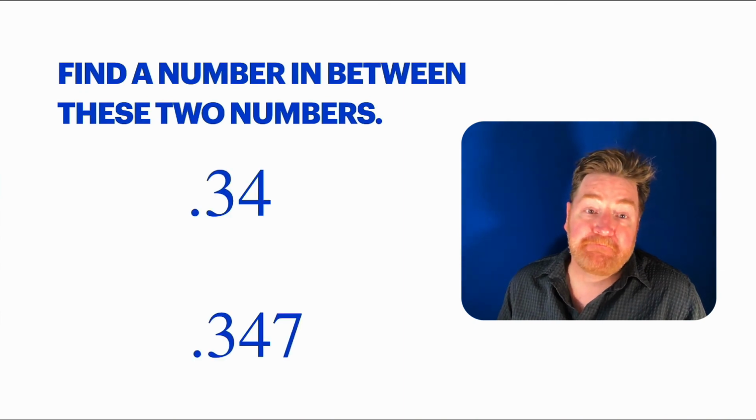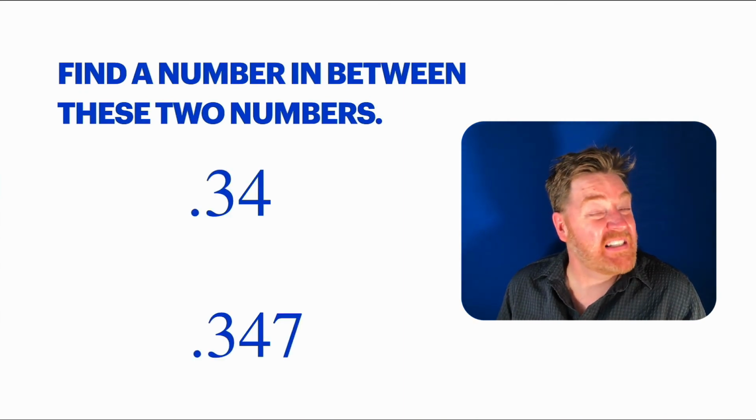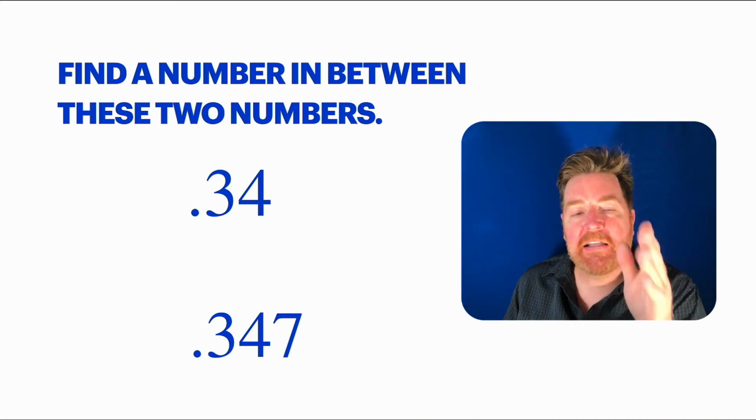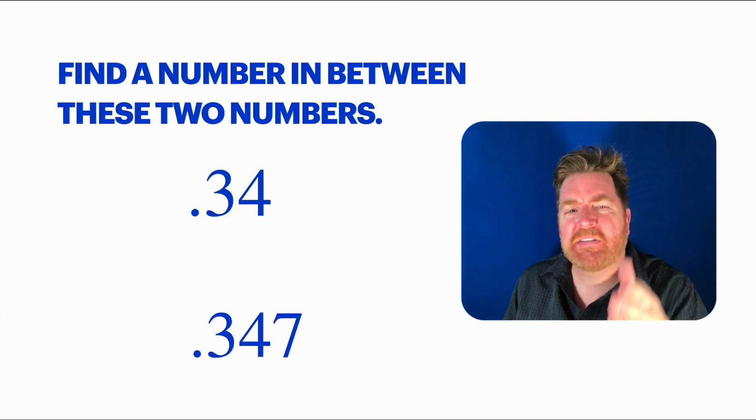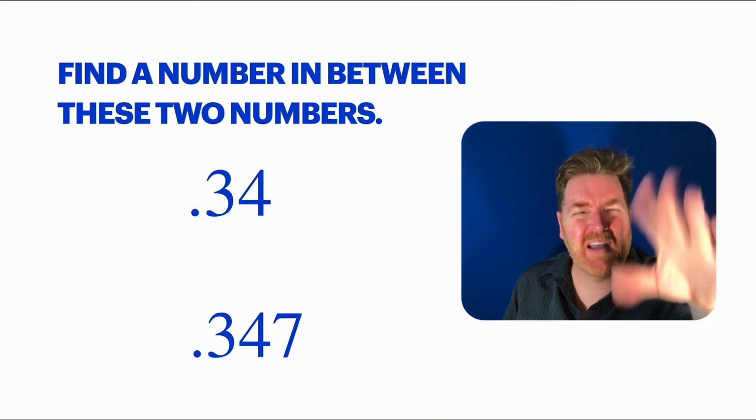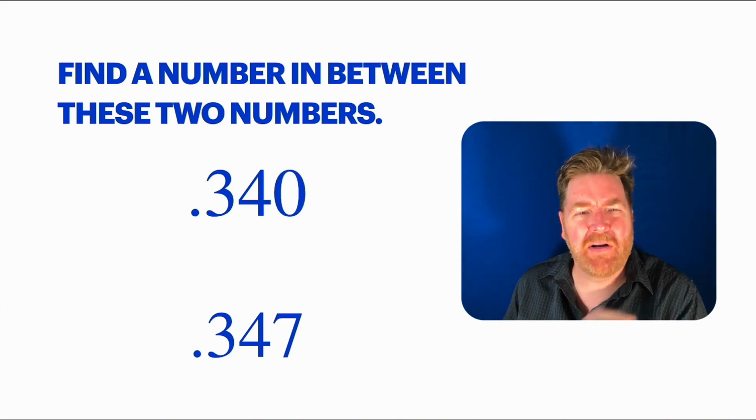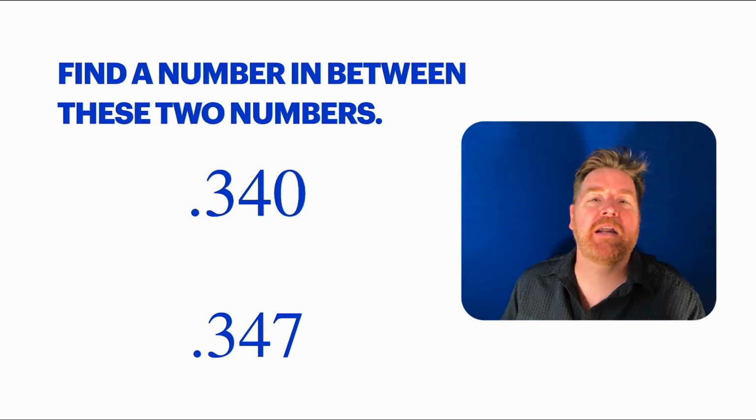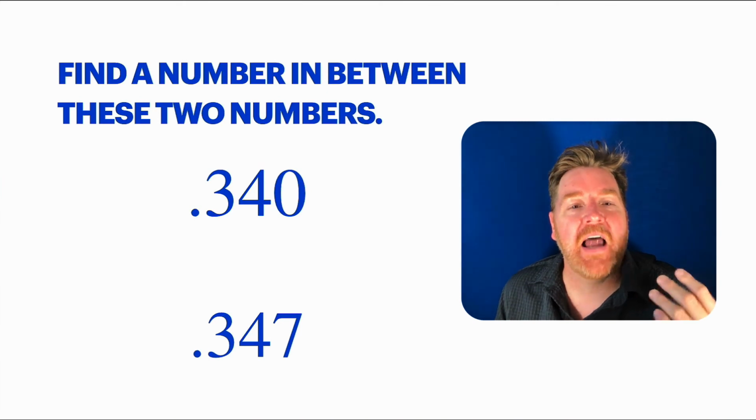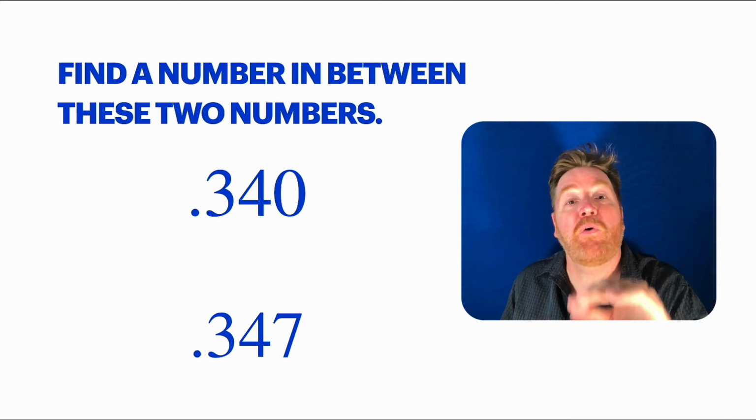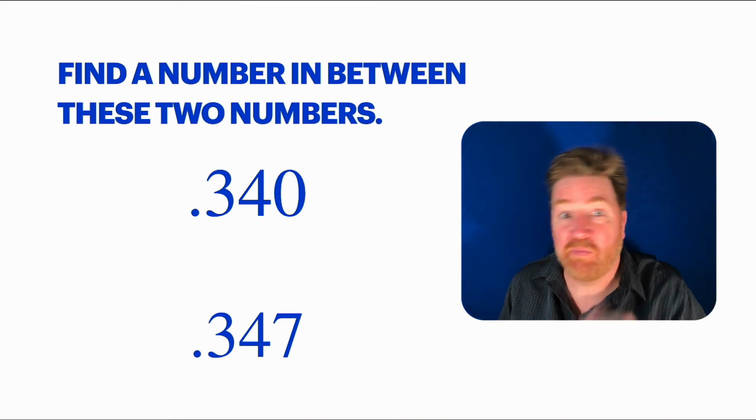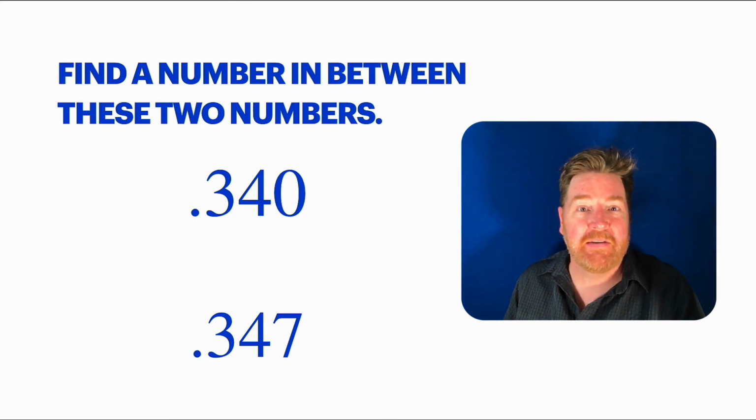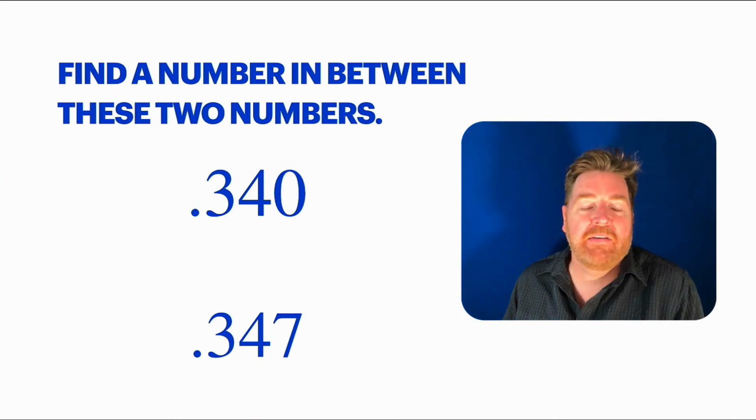How about this? 0.34 and 0.347. All right. Well, if you look in the tenths place, it's kind of a tie. Hundredths place, kind of a tie. There you go. Okay, now we got that missing digit again. I'm going to throw that in there. Wait a minute. Look how clear this is. Now we're talking 340 thousandths versus 347 thousandths, and we're looking for some numbers in between. Well, if you think of it that way, we're all good.